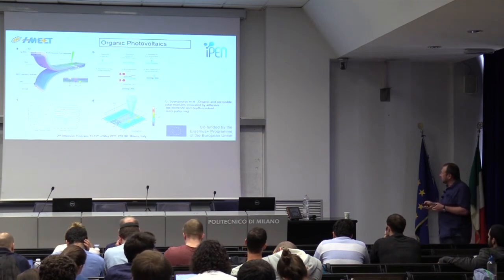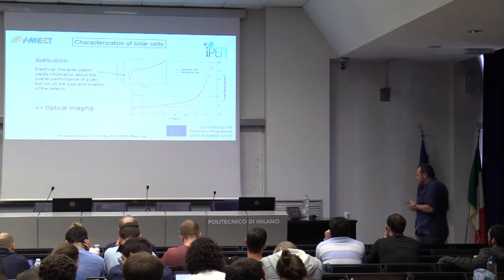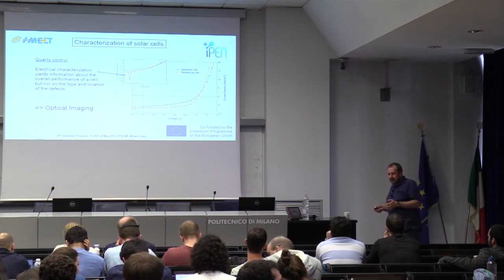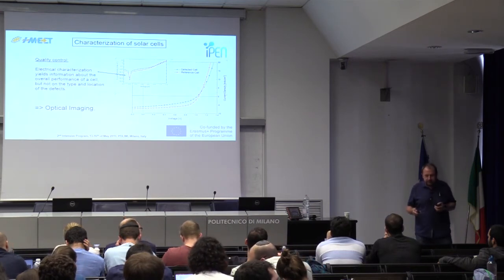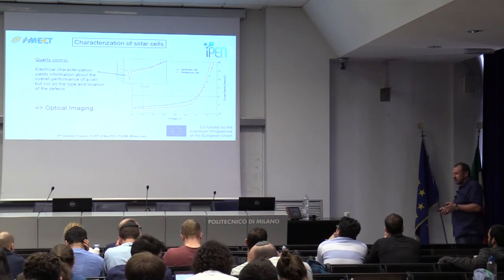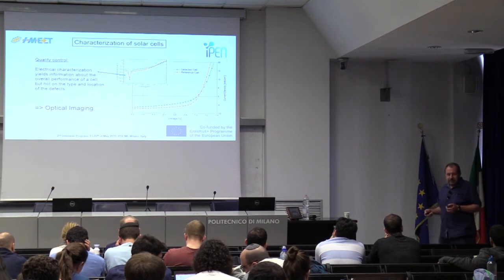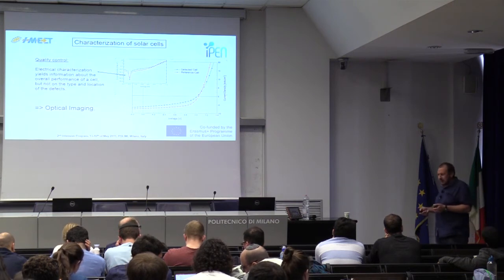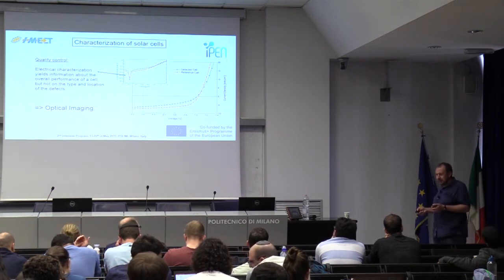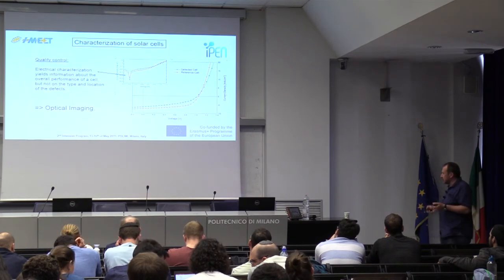Now, as a last example of how lasers are being used, not in solar cell production, but in development, you always have some defects in the solar cells, and you want to know what they are. You can characterize them electrically: open circuit voltage, short circuit current, fill factor, but this is just an average value. You don't know anything about the defects.